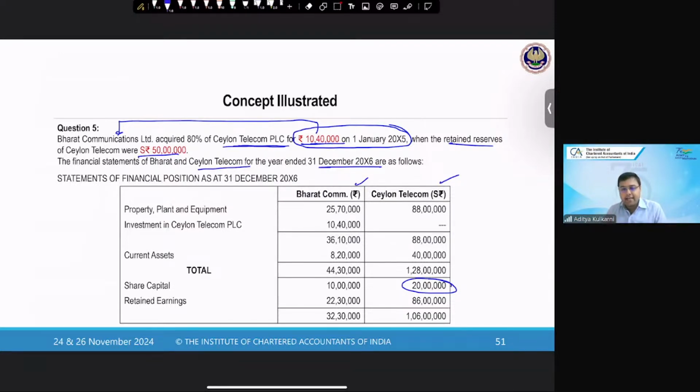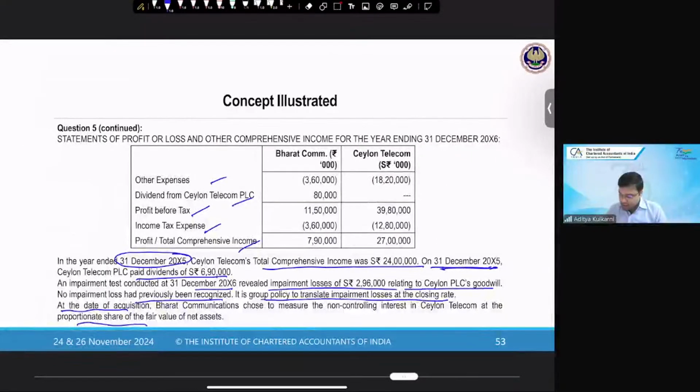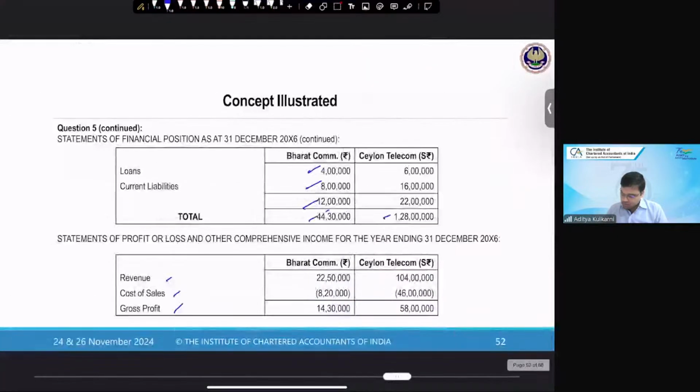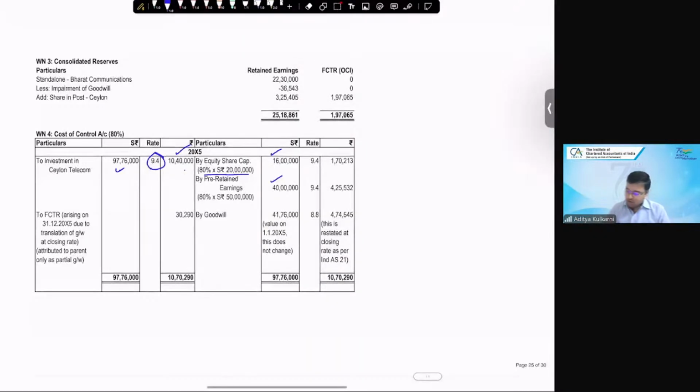And finally, pre-acquisition reserves. Pre-acquisition reserves कितना है आपका? So 50 लाख था शायद रिटेन अर्निंग का बैलेंस. Yes, when the retained earnings was Sri Lankan rupees 50 lakhs. So that is 50 lakhs, but we are acquiring only an 80% stake. 80%. This I will convert using the rate on the date of acquisition. So that is the INR amount.